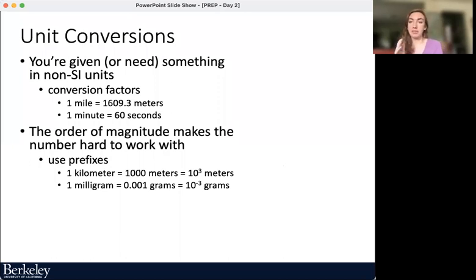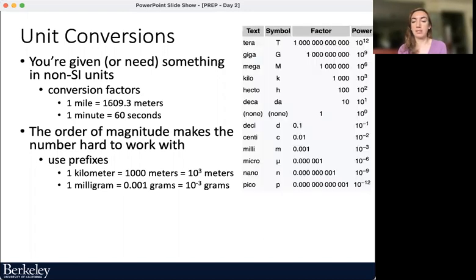So some of you said meters or kilometers or grams or kilograms as our SI unit of length or mass, and those are essentially the same thing. So 1 kilometer is 1,000 meters, and so that kilo prefix means 1,000, and that's the same as 10 to the third meters. And 1 milligram, that milli prefix, means 1/1000th. And so that's 0.001 grams or 10 to the minus 3 grams. So I'm putting up here a table of some common prefixes.